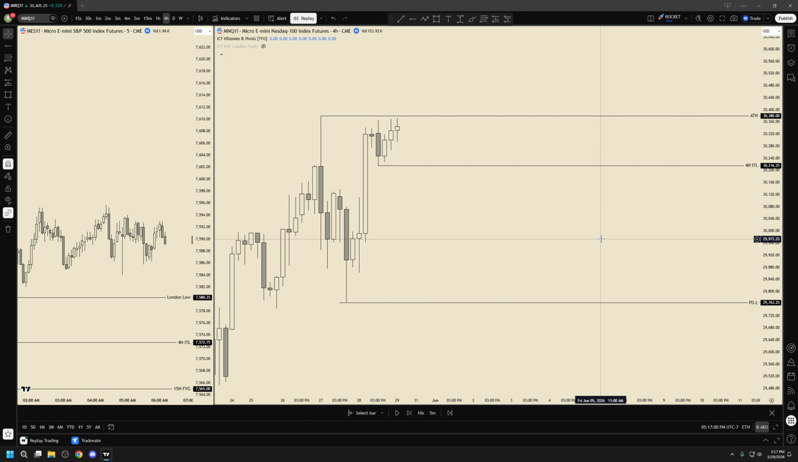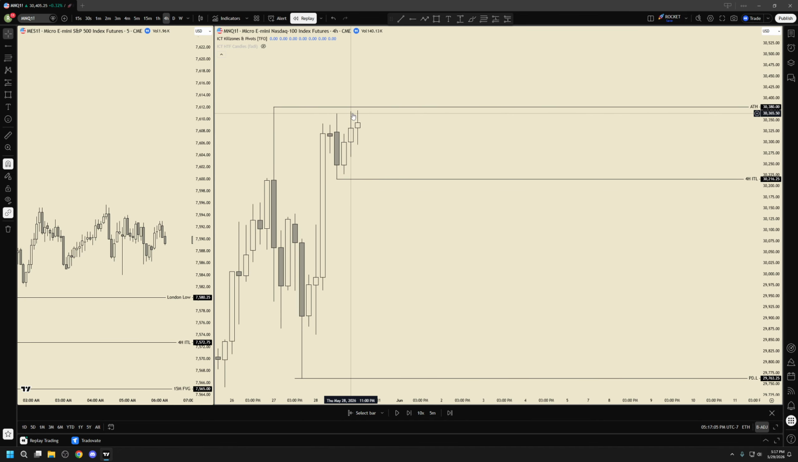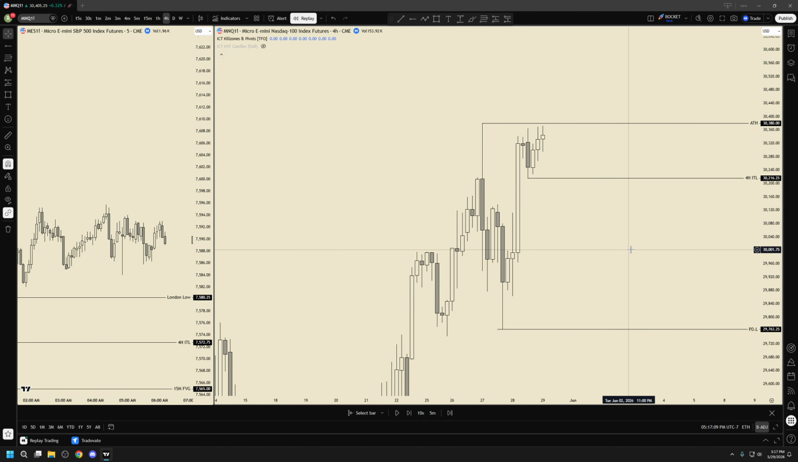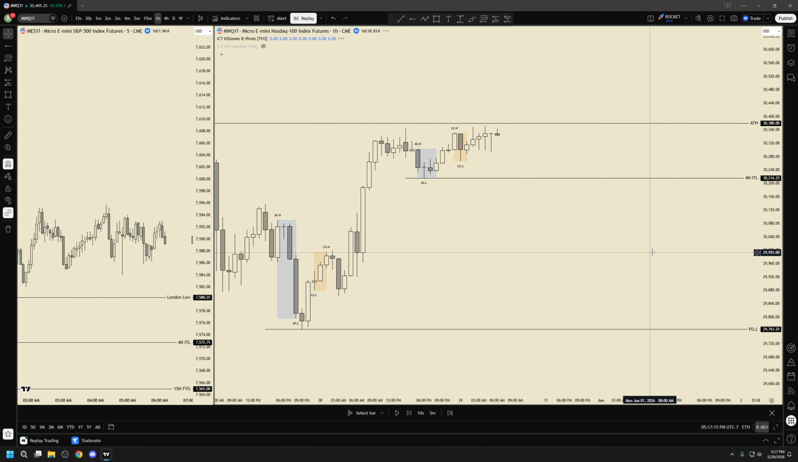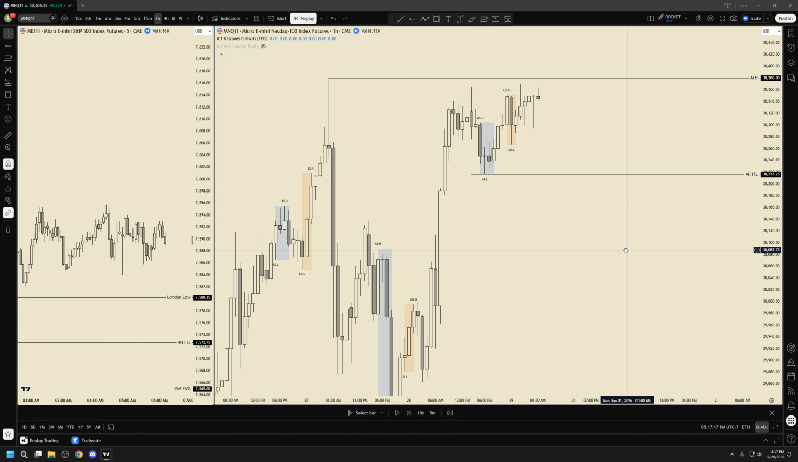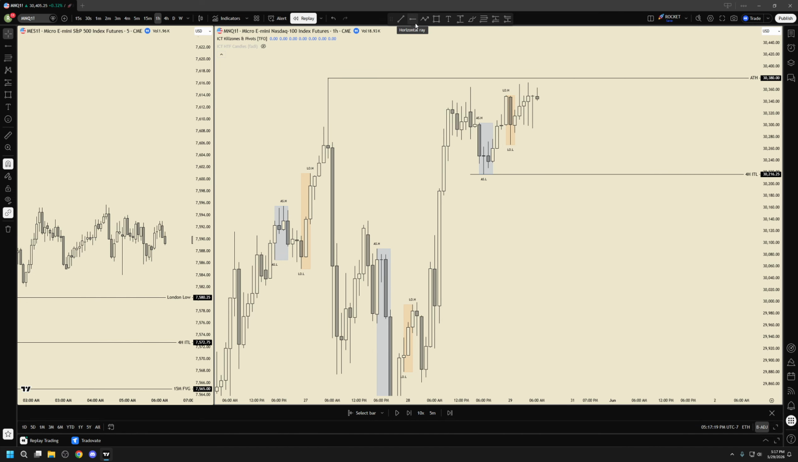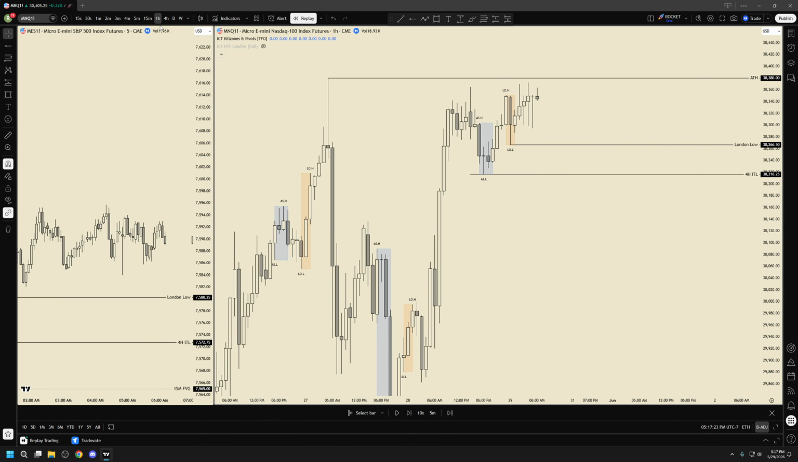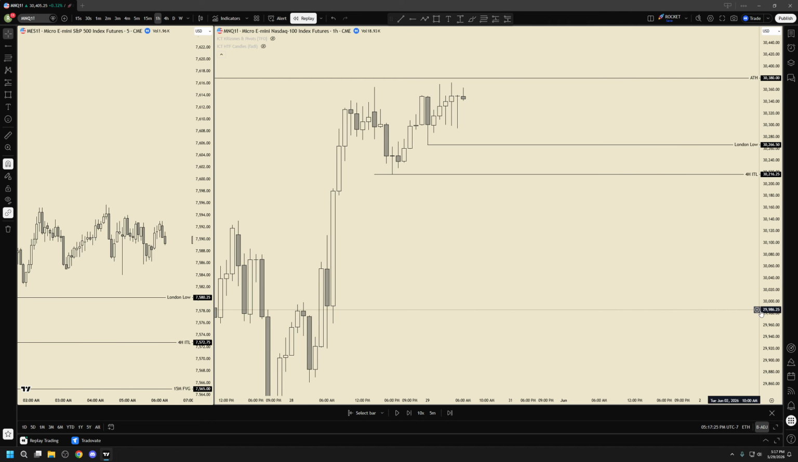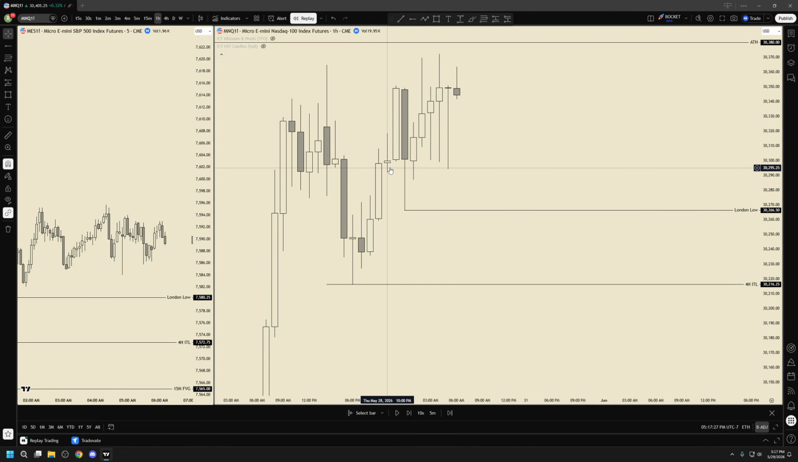Other than this, on the 4-hour, I didn't have any other levels. Price was already almost about to tap this. So I kind of knew going into the morning that we would just take all-time highs and sweep lower. So I dropped down to the 1-hour. The most obvious level I'm going to mark out is this London session low. London low right there.